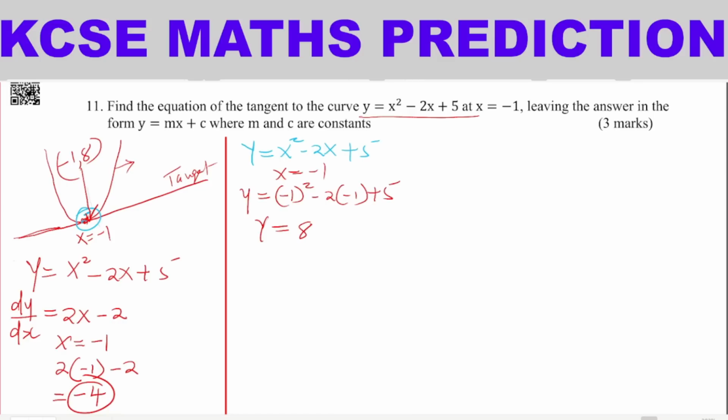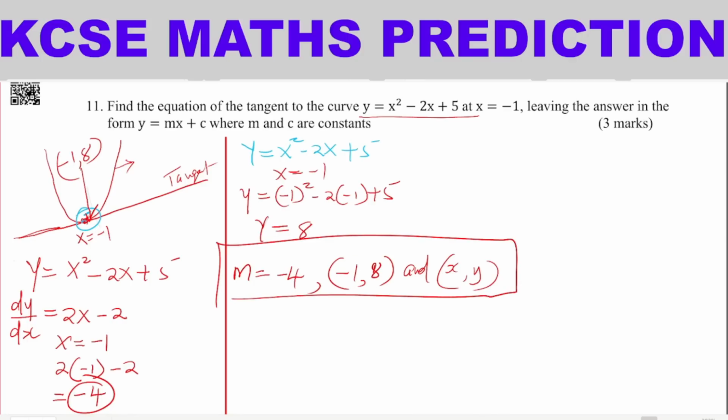So now we have the gradient, which is −4, and we have one point, which is (−1, 8). So now using those two, we can get the equation of the tangent, because we just need to introduce another general point, (x, y). Let's introduce another point, (x, y), and use this to get the equation. So let's get the gradient using (−1, 8) and (x, y).